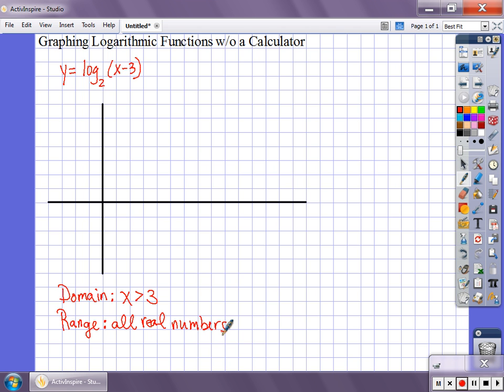Now typically there's also a vertical asymptote for a logarithmic function, and that is along the y-axis here, and it's x equals 0. It always matches up with the domain. But again, it got shifted 3 units. So it's right here. And we're going to label that vertical asymptote, and the equation for that vertical asymptote is x equals 3.